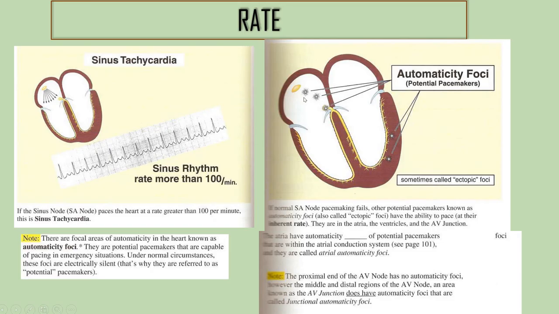The proximal end of the AV node has no automaticity foci. However, the middle and distal region of the AV node, an area known as the AV junction, does have automaticity foci that are called junctional automaticity foci. Junctional automaticity foci, atrial automaticity foci.